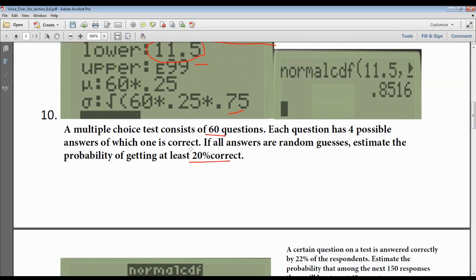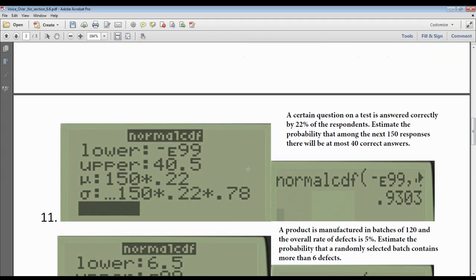So that one there was a little bit different. You actually had to find out what 20% was. In this case, 20% of 60 problems is 12 examples.